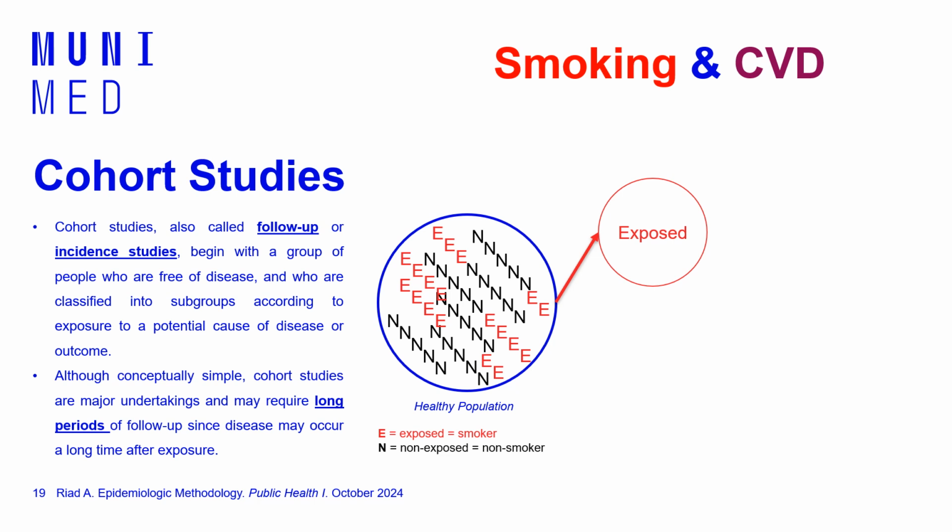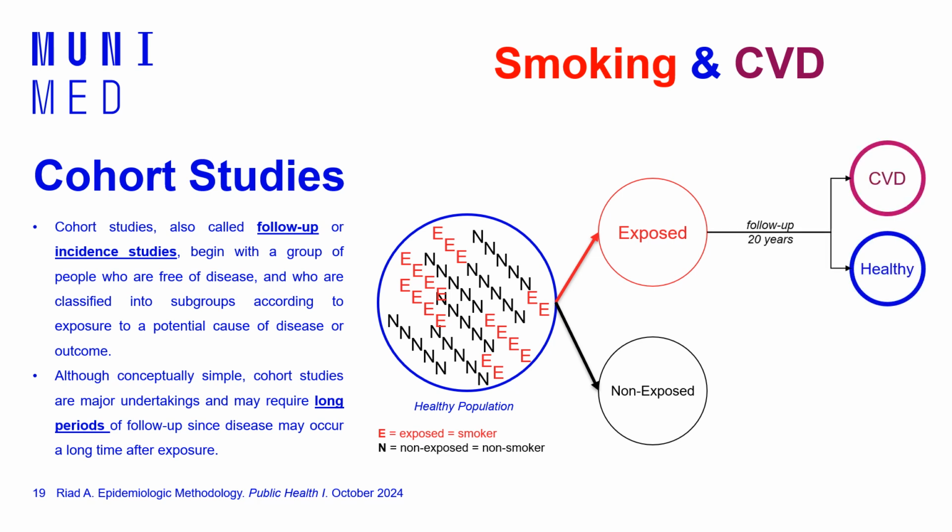And then we will randomly select some of those who are smokers, I mean those who are exposed to the risk factor, which is smoking, and we will also randomly collect another group of healthy individuals who are non-smokers, or non-exposed. So now we have a group of exposed individuals and another group of non-exposed individuals. And then we will keep following both groups for 20 years.